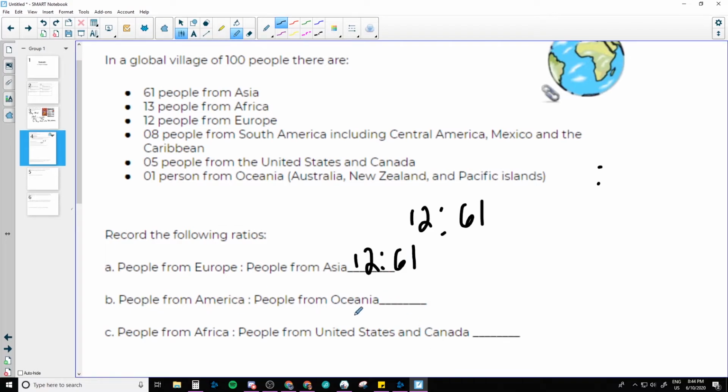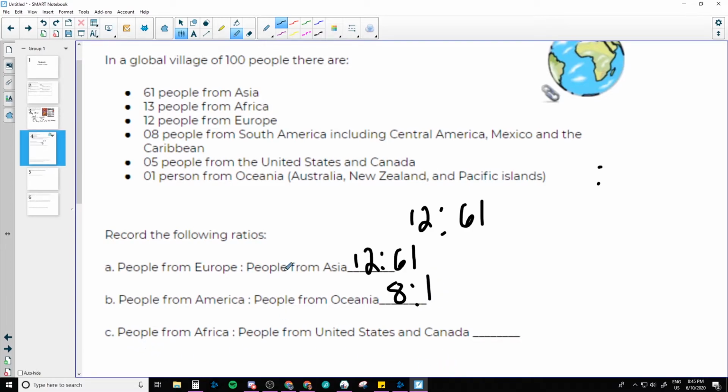Now let's take a look at this one. People from America first. I'm going to say this is people from South America. So 8 people from South America and people from Oceania. So that's 1, 8 to 1.